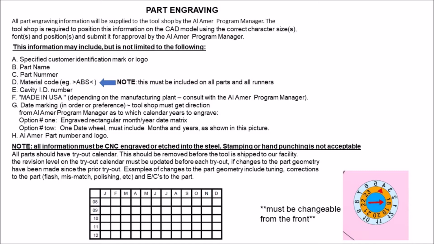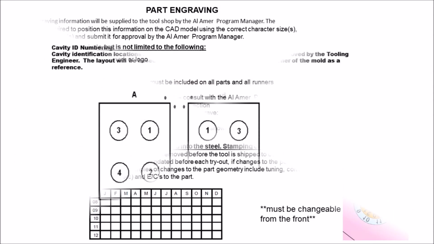Date marking, in order of preference: the tool shop must get direction from the Amer program manager as to which calendar years to engrave. Option number 1, engraved rectangular month-year date matrix. Option number 2, one date must include months and years, as shown in this picture. Amer part number and logo.